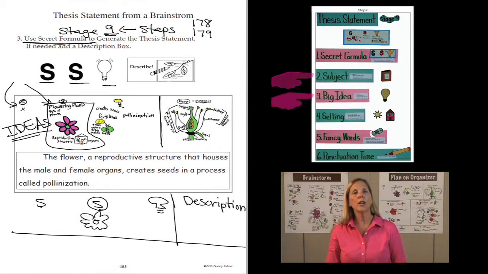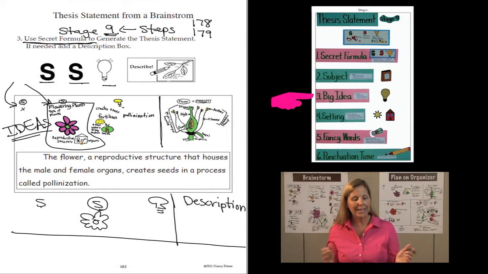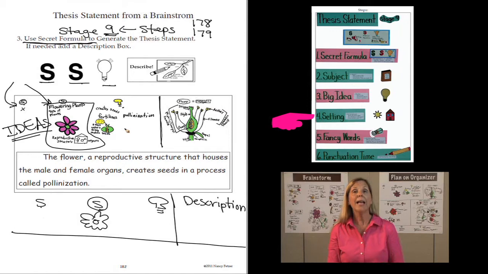Let's go to our next step. Step 3, what's the big idea? What information am I telling you about a flower? 2 ways a plant reproduces its seed. Those are 2 types of pollination. We went over to our big idea and we wrote create seeds, how it fertilizes its plant in this process called pollination. We're going to go to our next step, and that is going to be setting.